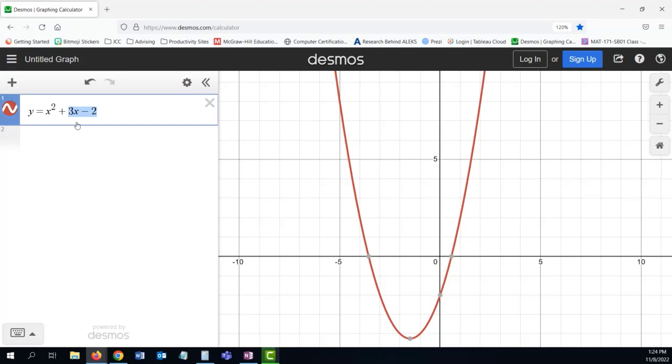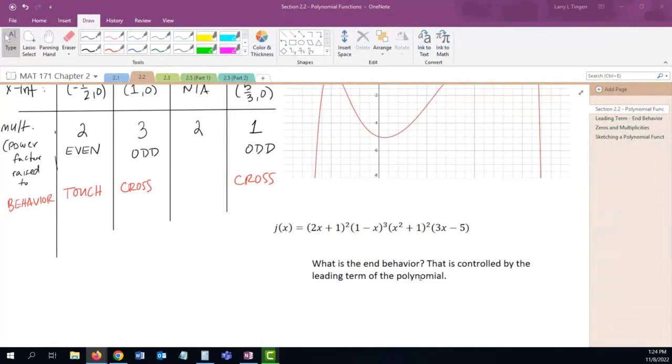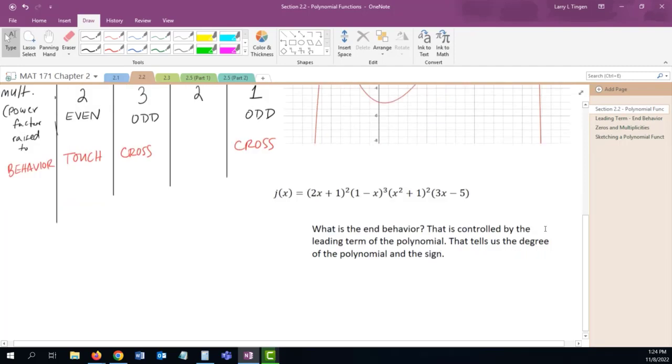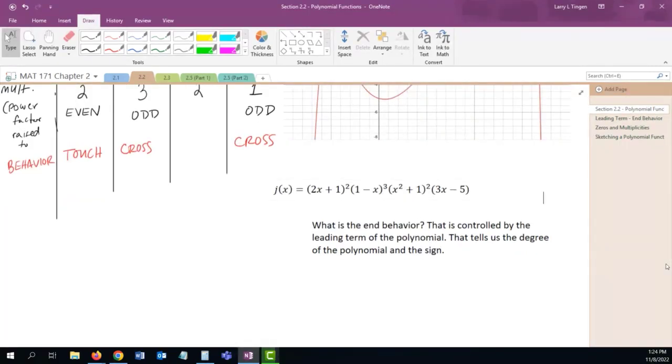We've seen this before with odds and evens. And then you've seen it where the sign of the leading term determines in a parabola if I'm opening up or down. All right. So end behavior is controlled by the leading term of the polynomial. That tells us the degree of the polynomial and the sign. So what is the leading term of j of x?